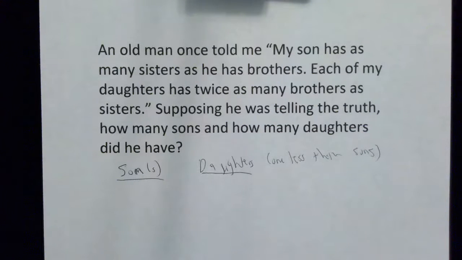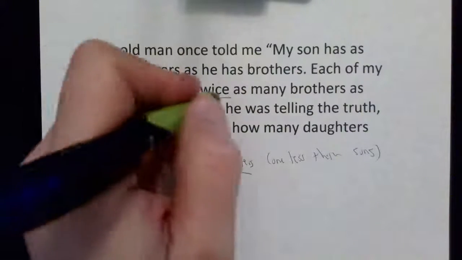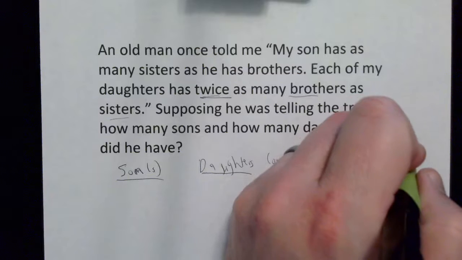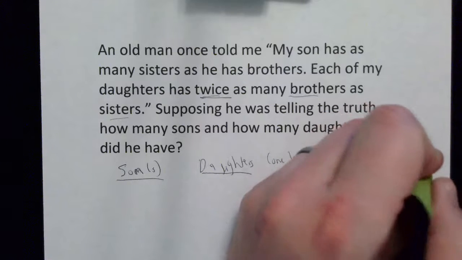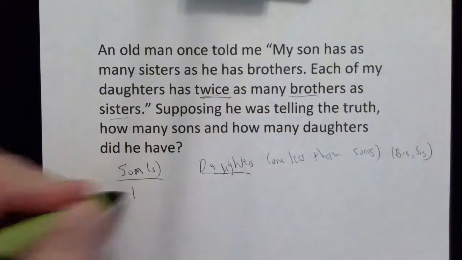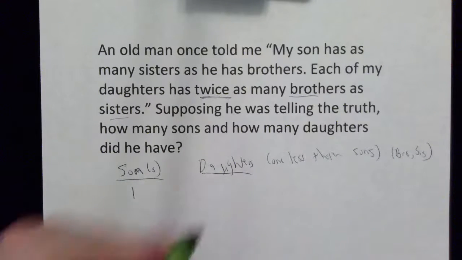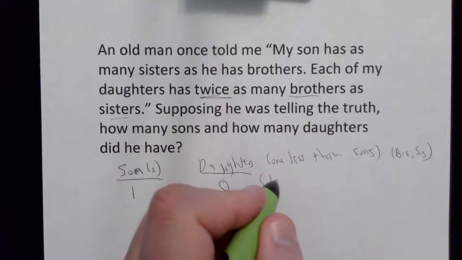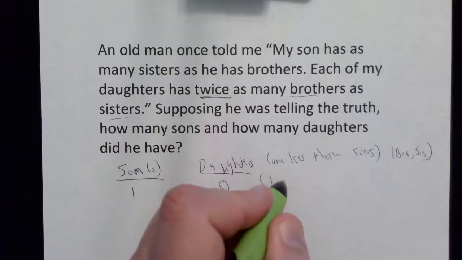And then the other thing we care about that I'm not taking into account as I do this is each daughter has twice as many brothers as sisters. So we'll look at brothers and then sisters to see if this is twice as many as that. So let's start with 1. Maybe he has 1 son. That would mean he has 0 daughters, and that would mean each daughter has 1 brother and -1 sisters.